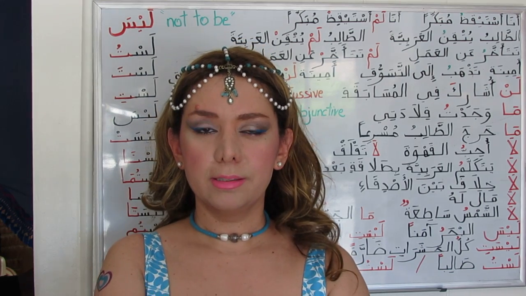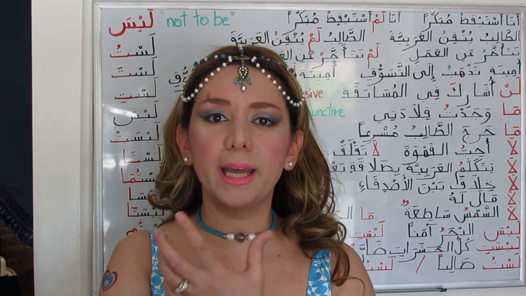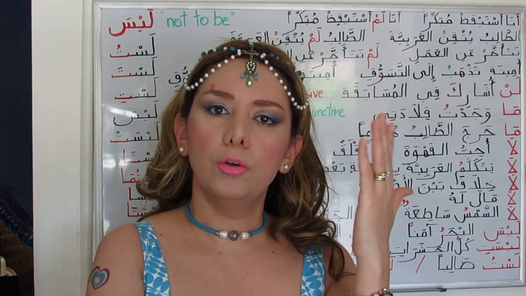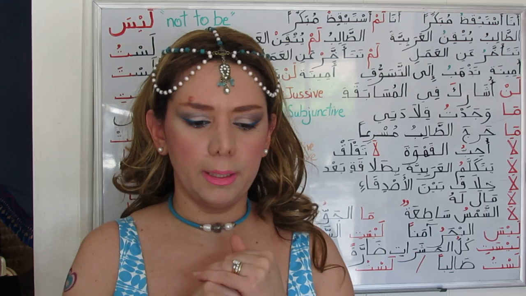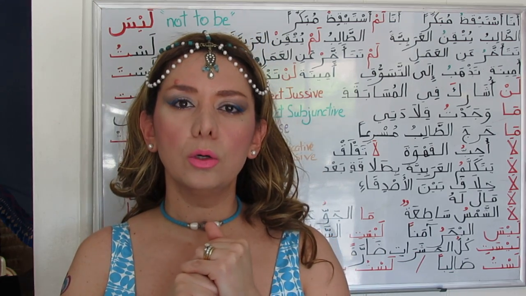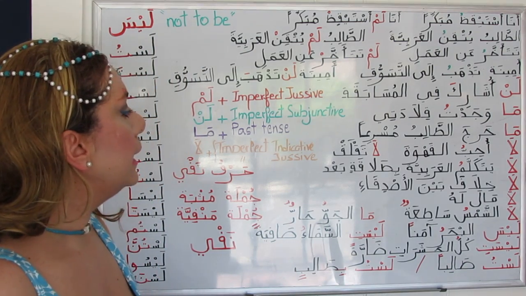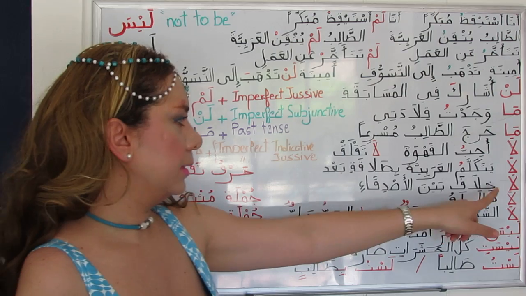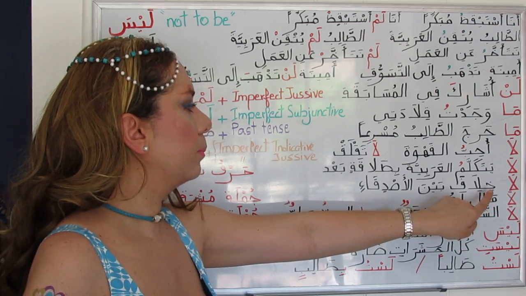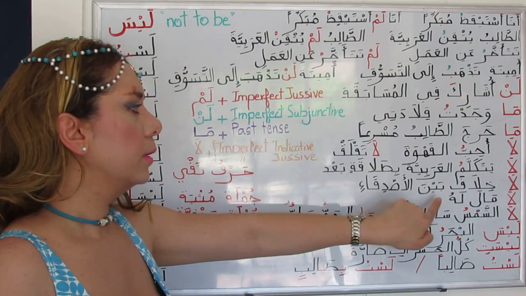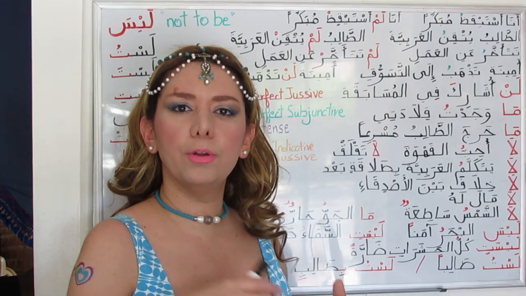So, what about a nominal sentence? How do we negate a nominal sentence? الجملة الاسمية. So, a verbal sentence الجملة الفعلية. Nominal sentence الجملة الاسمية. So we have two particles. We have لا. Again, لا. For example, لا خلاف بين الأصدقاء. خلاف means fight. This is a verbal noun.